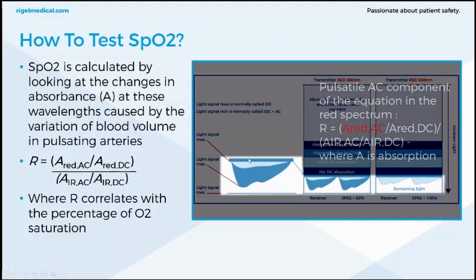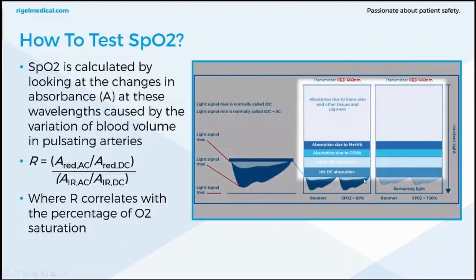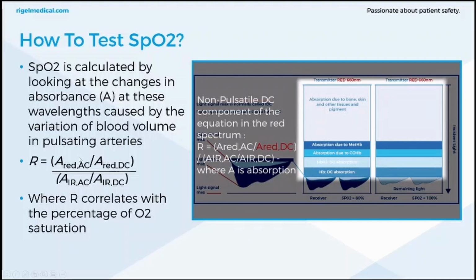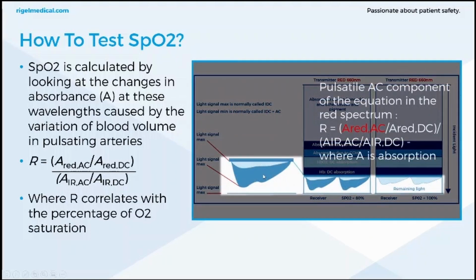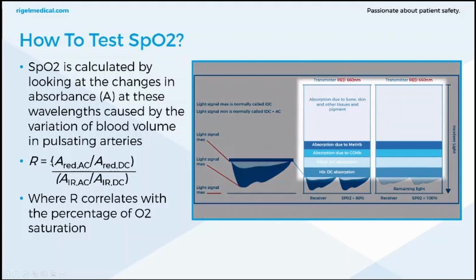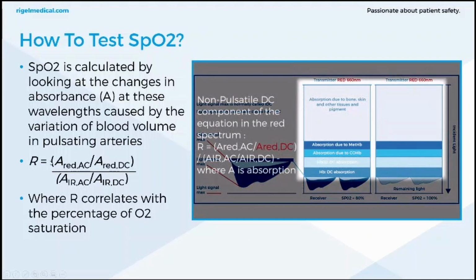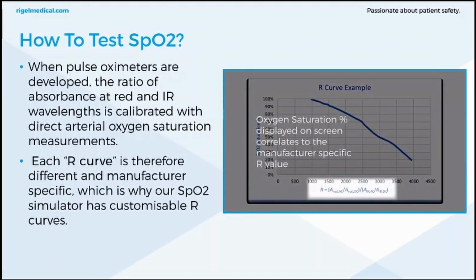Now the pulsatile light is where the ratio of ratios comes in. So this is your pulsatile red over infrared light, and that difference in absorption is what gives us our R value, and this correlates with SpO2 saturation. And the R value is important when it comes to pulse oximeter simulation.